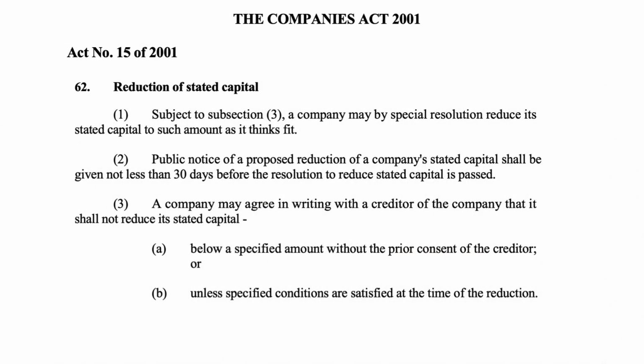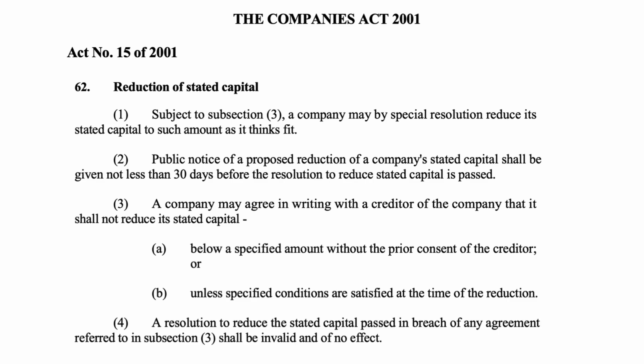Subsection 3 asserts that a company has the option to enter into a written agreement with a creditor stipulating that it will not decrease its stated capital, A, below a predetermined threshold without the creditor's prior consent, or B, unless certain conditions are met at the time of the reduction. Subsection 4 declares that a resolution of the shareholders to diminish the stated capital that contravenes any agreement mentioned in subsection 3 shall be deemed invalid and without any legal effect.